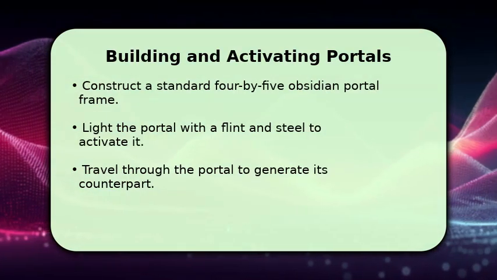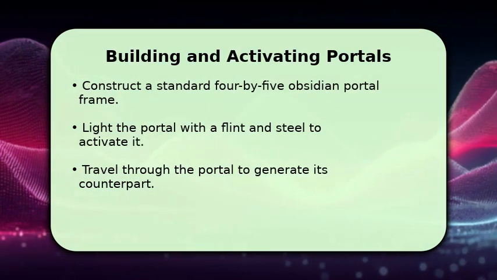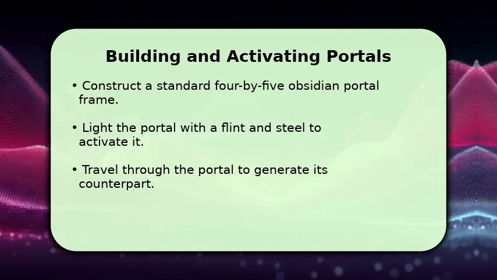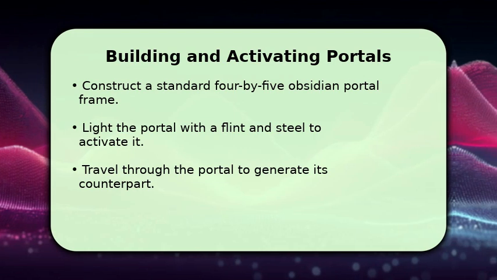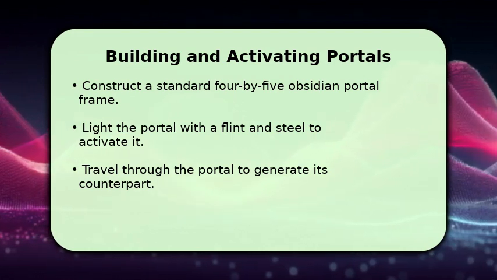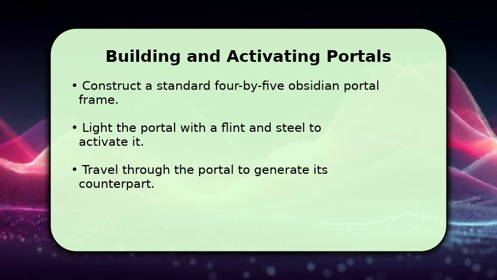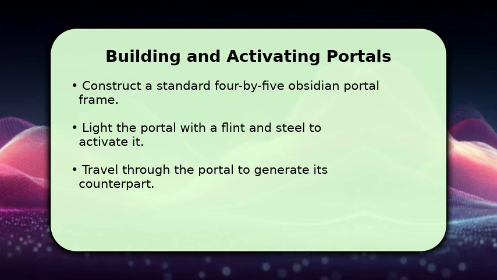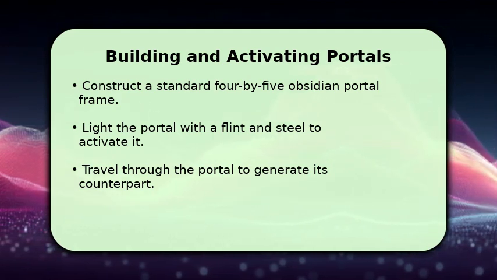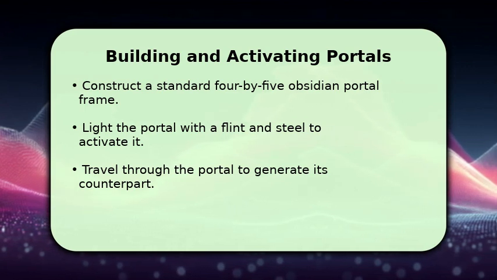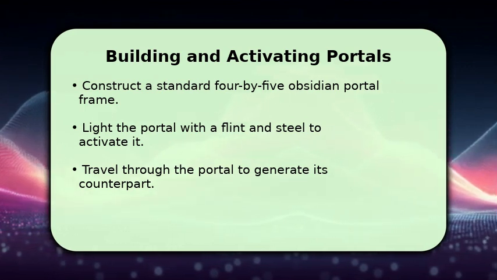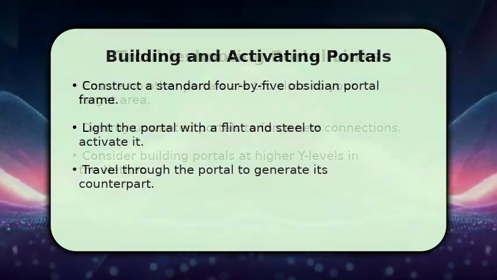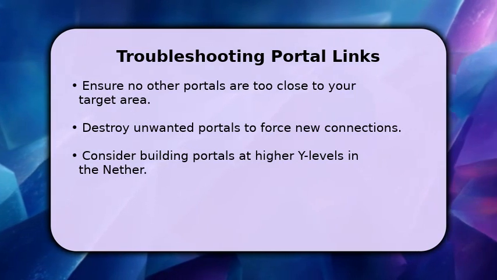Once you have your calculated nether coordinates, head to that location and build your nether portal. A standard portal frame requires 10 obsidian blocks, forming a 4x5 outer rectangle. After placing the obsidian, use a flint and steel to ignite the inner frame, activating the portal. Step through this newly created nether portal. If your calculations were correct, it should link back to your original overworld portal, creating a two-way connection for easy travel.